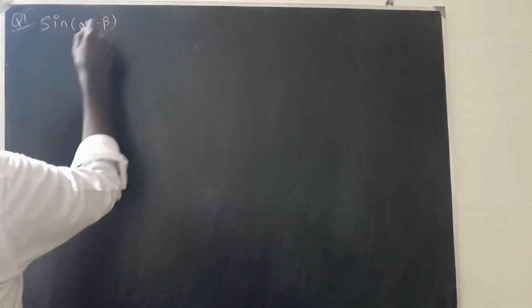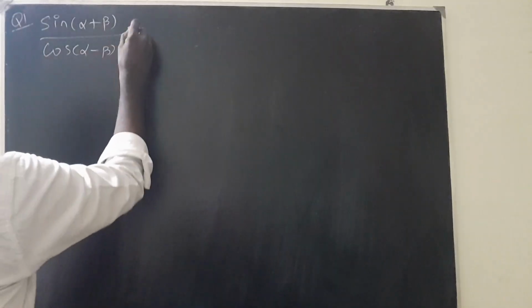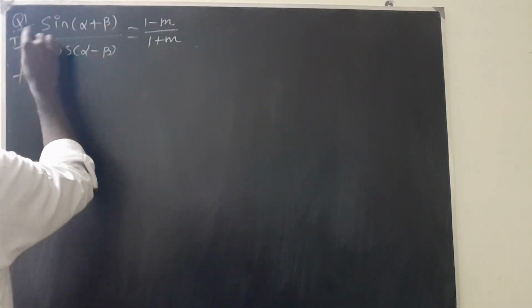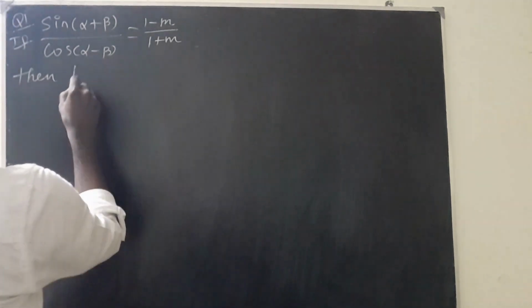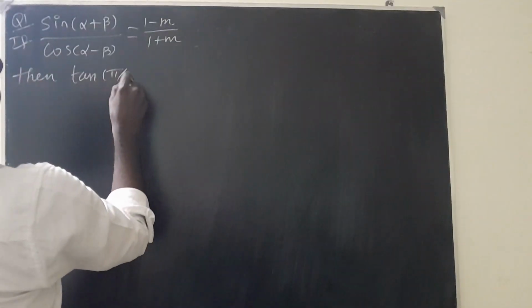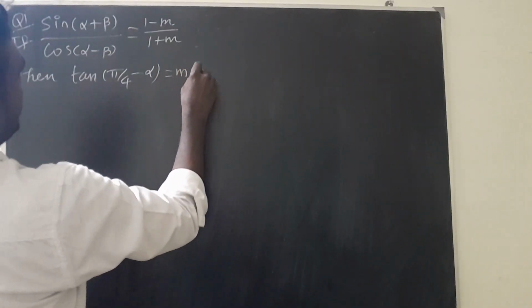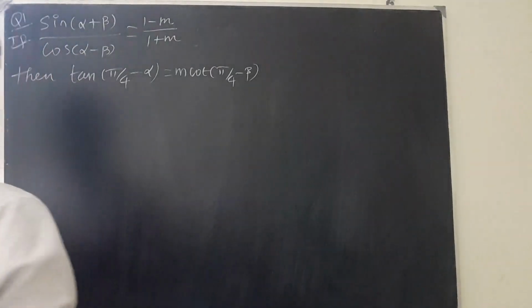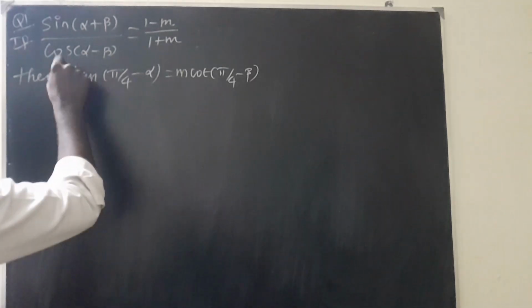sin(alpha plus beta) divided by cos(alpha minus beta) equals (1 minus m) divided by (1 plus m). Then prove that what we have to prove, tan(pi by 4 minus alpha) is equal to m into cot(pi by 4 minus beta). Okay. So take this as the condition.